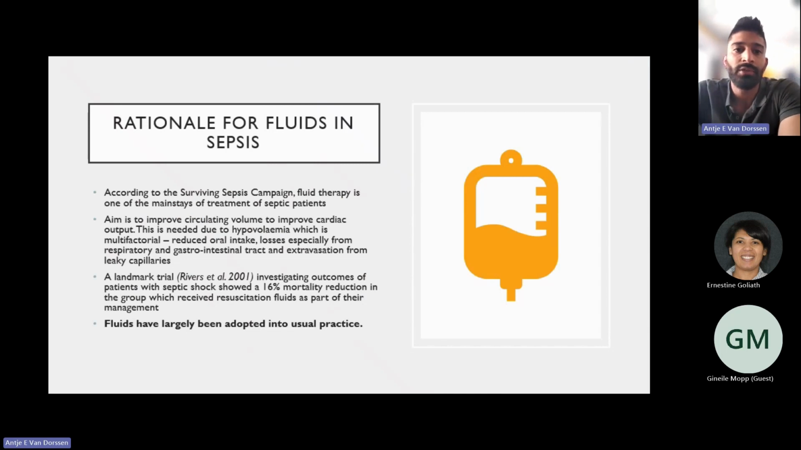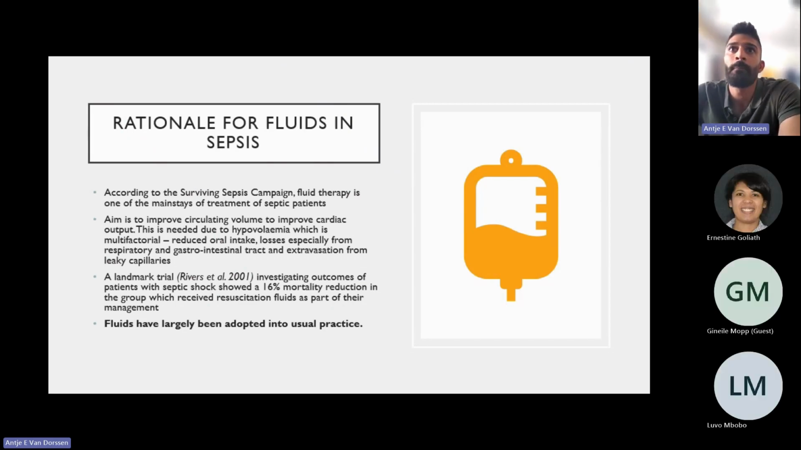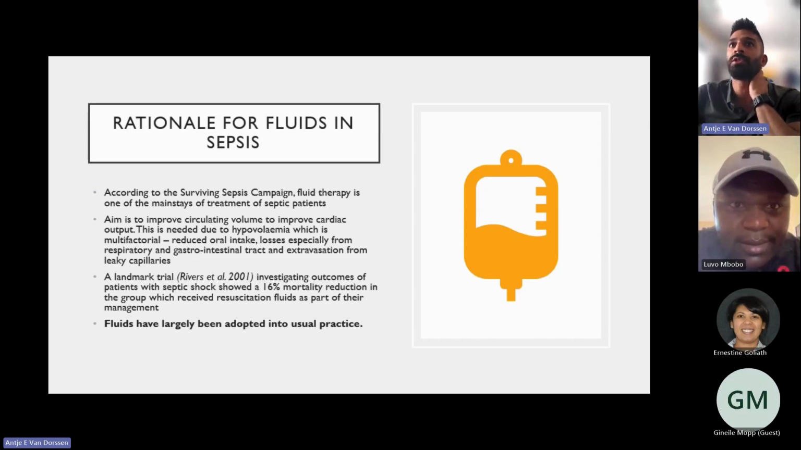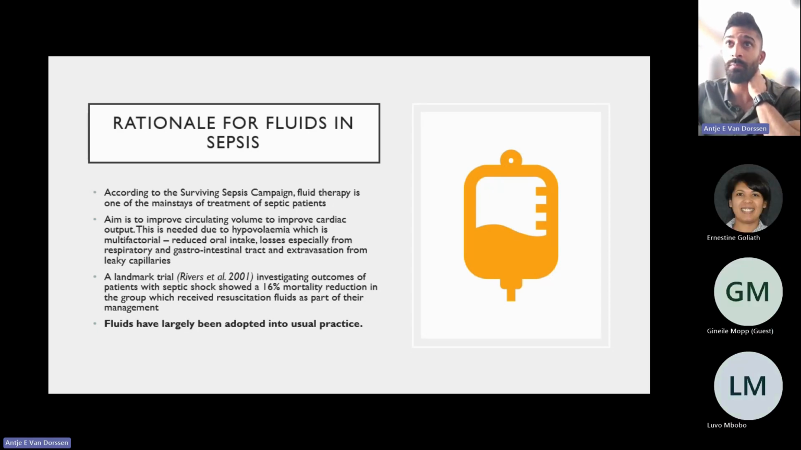We've touched on it, but what is the overall rationale for fluids in sepsis? According to the Surviving Sepsis Campaign, fluid therapy is one of the mainstays of treatment of septic patients. The aim is to improve circulating volume and cardiac output. This is needed due to hypovolemia, which we do find in septic patients. However, it is quite multifactorial. Septic patients are often sick and therefore have reduced oral intake, have ongoing losses, especially from the respiratory and gastrointestinal tract, and as mentioned, with a damaged glycocalyx on the endothelial aspect of their vessels, they have extravasation from these leaky capillaries.